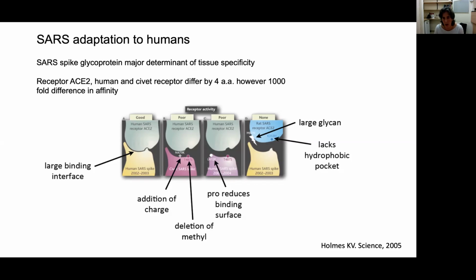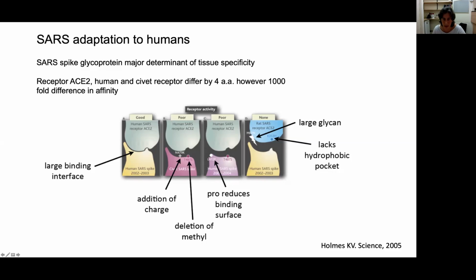On the next panel here, you can see the human ACE receptor on the top again, and on the bottom, a different isolate of the human SARS spike that was isolated a little bit later after the main epidemic, and you can see it has a proline here. And again, the deletion of the methyl group reduces the efficiency, and indeed it causes a smaller epidemic.